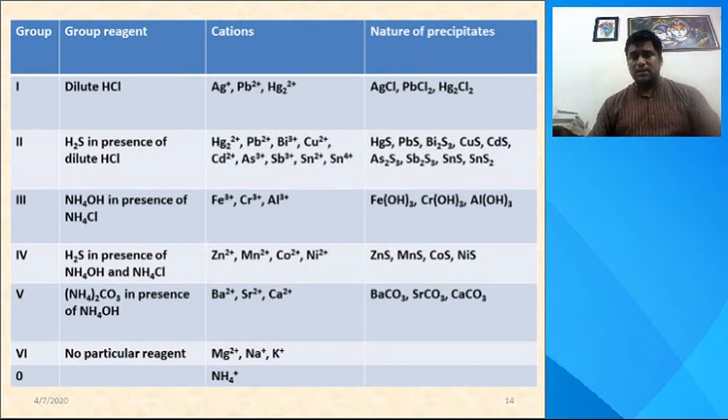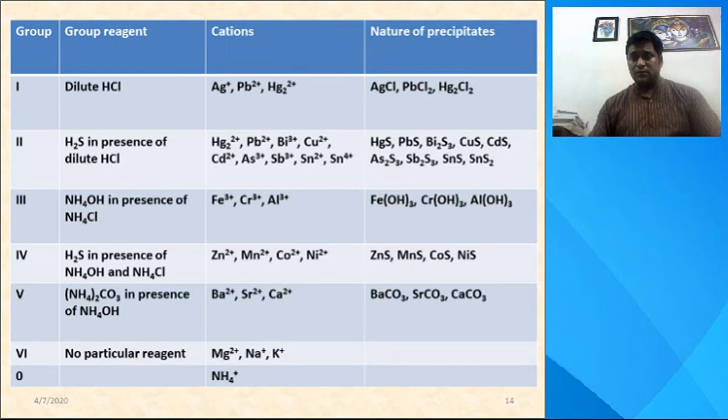All those cations present in a mixture can be categorized into 6 groups. In the first group, the cations are silver, lead and mercury, where the group reagent is dilute hydrochloric acid, which is the precipitant. That means when you add dilute hydrochloric acid, precipitates of silver chloride, lead chloride and mercurous chloride will be formed. Since only these cations form precipitates in the form of their chlorides, they are classified under group 1. And since this dilute HCl precipitates these cations as chlorides, it is called the group reagent of the first group.